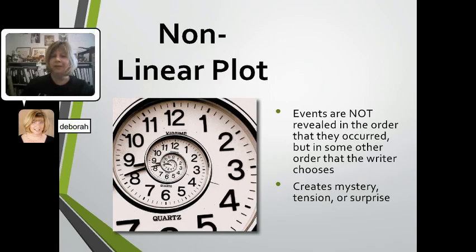Now, sometimes an author plays around with this and you have a non-linear plot. This is when events are not in the order that they occurred, but some other way of telling the story that the writer chooses. And a writer might do this for the purpose of creating some kind of mystery, tension, or surprise.